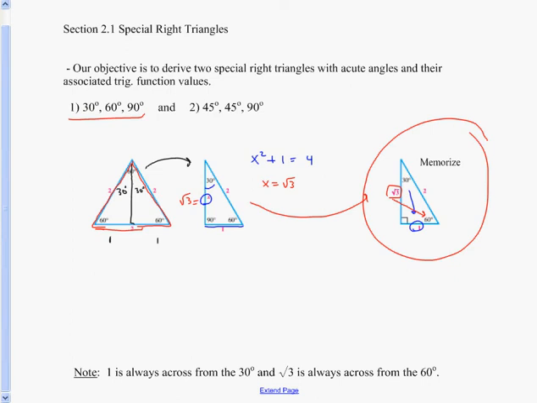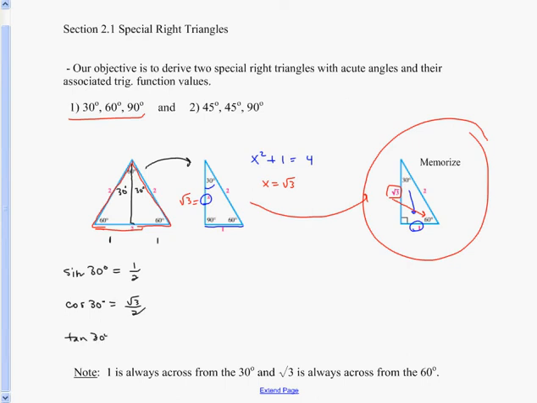Now, using this triangle that we need to memorize, we can find the sine of 30 degrees without any trouble. The side opposite 30 is 1, and the hypotenuse is 2. So the sine of 30 degrees is a half. Cosine of 30 degrees, well, the side adjacent to 30 degrees is square root of 3, and the hypotenuse is 2.